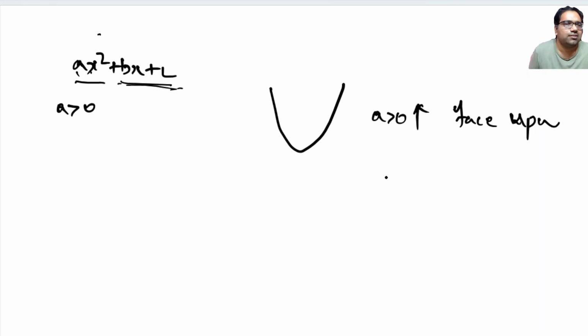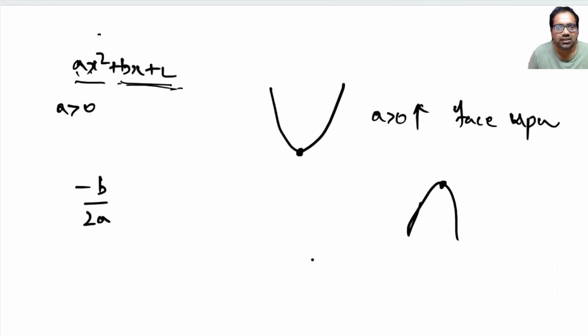This is the first point. Now, for ax square plus bx plus c, we know the vertex of this parabola is minus b by 2a. The vertex is the lowest point if it is facing upwards and the highest point if it is facing downwards. Now, minus b by 2a: b is positive, a is positive. That means minus b by 2a is negative.